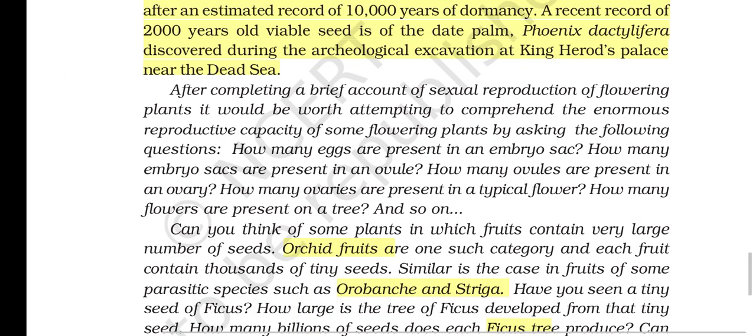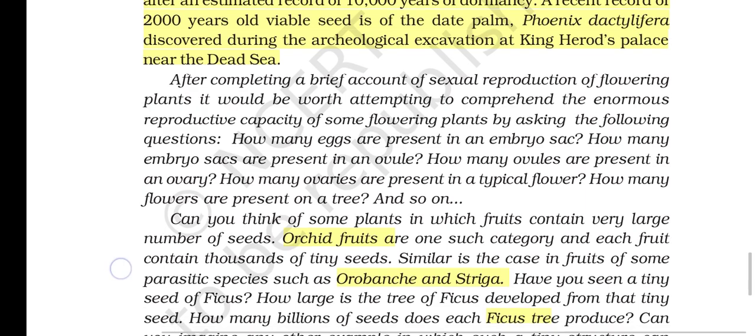After completing a brief account of sexual reproduction of flowering plants, it would be worth attempting to comprehend the enormous reproductive capacity of some flowering plants by asking the following questions. How many eggs are present in an embryo sac? How many embryo sacs are present in an ovule? How many ovules are present in an ovary? How many ovaries are present in a typical flower? How many flowers are present on a tree, and so on.